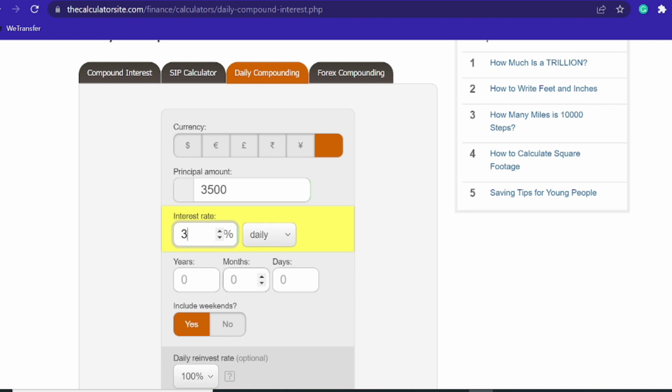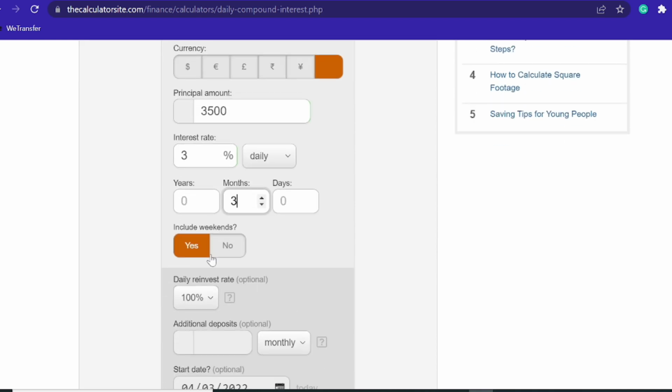All right, so we're going to look at months. First of all, we're going to try to see within 90 days what we can make with 3,500 naira. 90 days, that's to say 3 months. So I'm just going to enter 3 here. Include weekends, yes, because on the 86 FB platform, even weekends you make money. Saturdays and Sundays you make money. So we're going to include that. We leave it on yes, and then daily reinvest rate 100%.